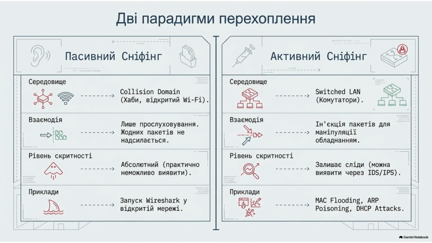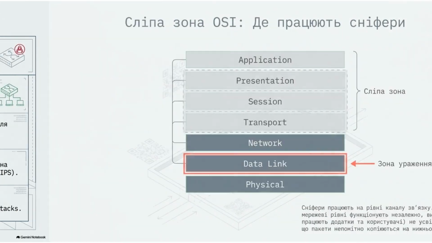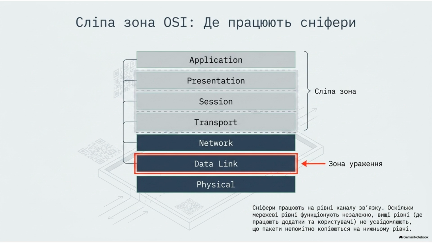We distinguish between two paradigms: passive and active sniffing. Passive sniffing is stealthy, merely observing traffic, while active sniffing involves injecting packets to manipulate network equipment, which can be detected. Sniffers operate primarily at the data link layer of the OSI model. Because network layers function independently, applications and users are often unaware that traffic is being silently copied at this lower level.